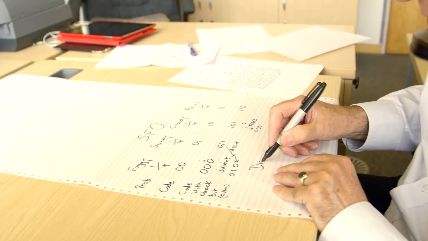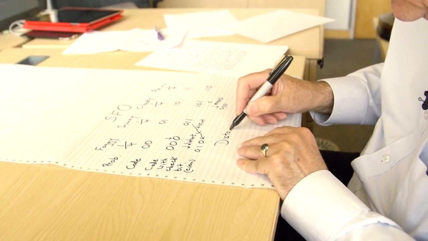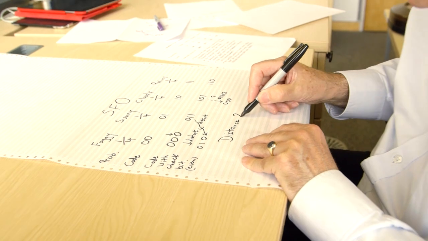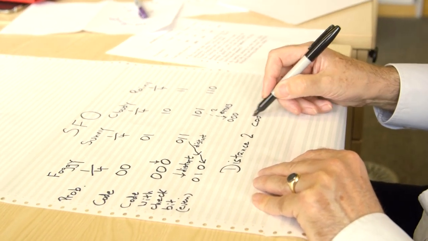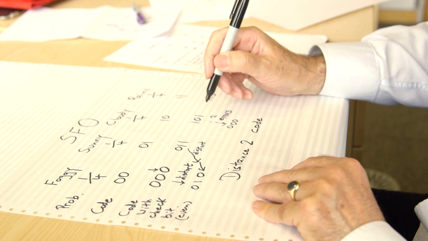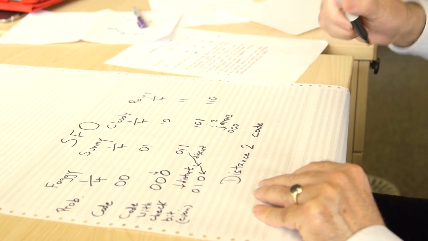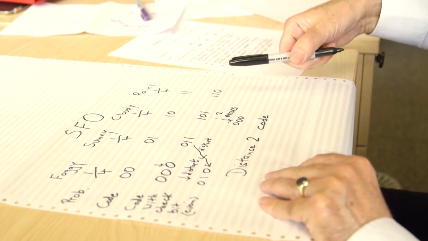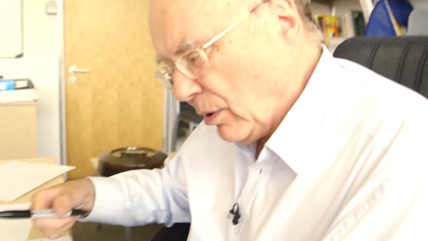So for this reason, this system is called a distance to code, because what it's saying is if you flip 2 bits, it changes into another good code. If you flip 1 bit, it's discernibly garbage and you can say an error's occurred.